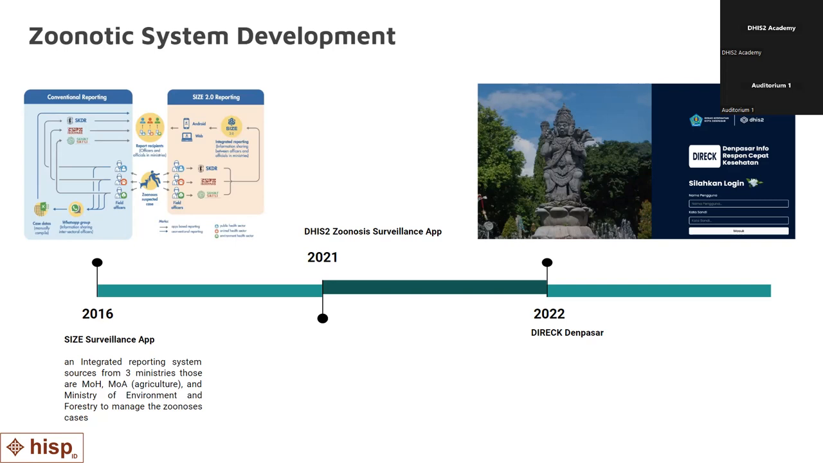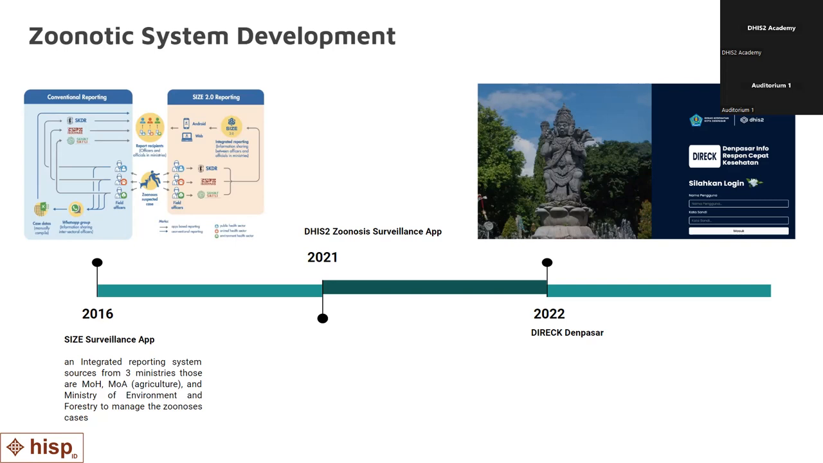Since around 2018, we received support from the University of Oslo to implement the zoonosis system. We collaborated with the University of Oslo to establish DHIS2 as the main application for the national system. This is very important: you have to know that DHIS2 in Indonesia is mostly used to get data from facility level and aggregate it to the national system.